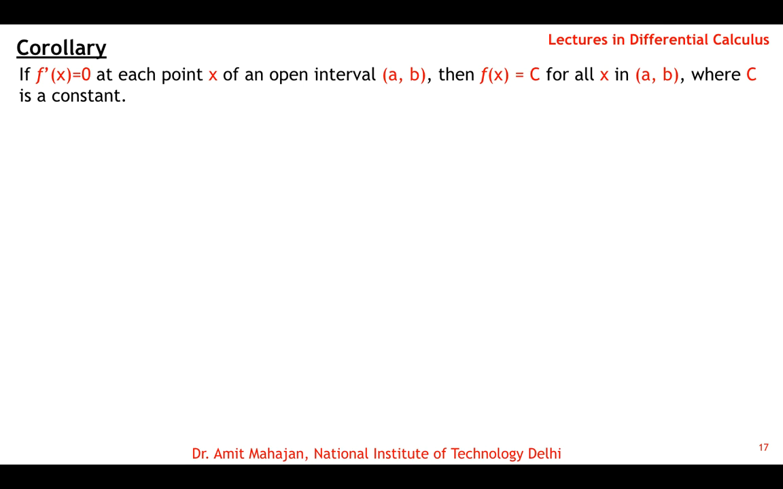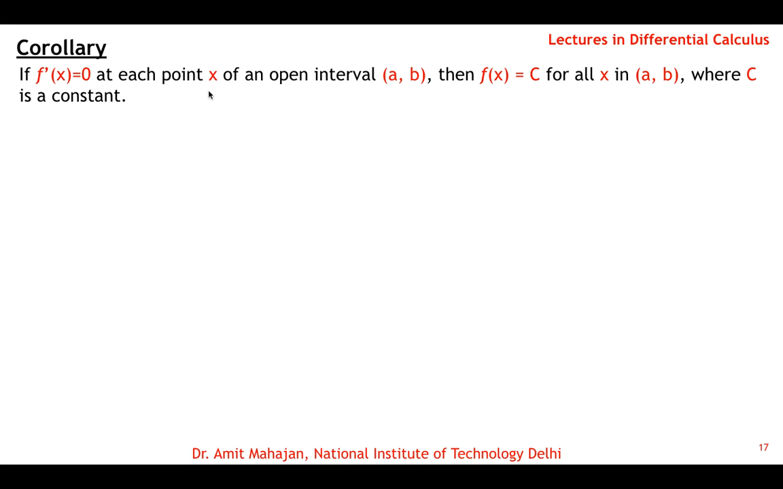Now I will close this topic with two corollaries, and the first is that if the derivative of a function is 0 at each point x of an open interval ab, then the function must be a constant function for all x in ab, where c is a constant. So this result says that only the constant functions can have a derivative 0 at each point.